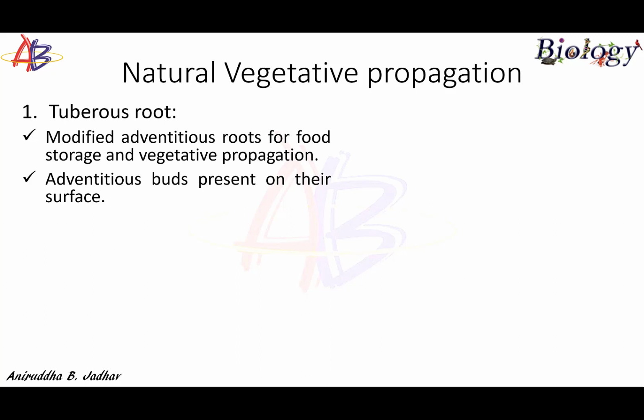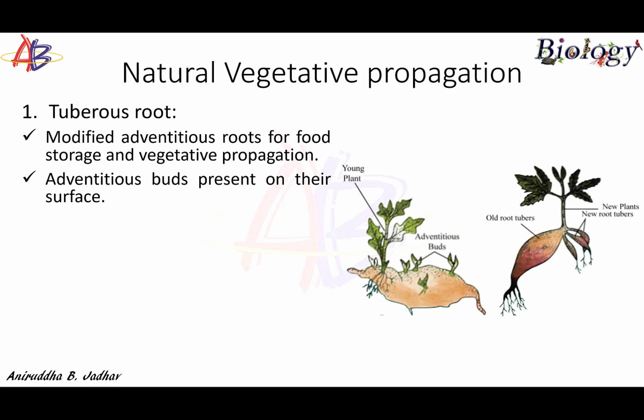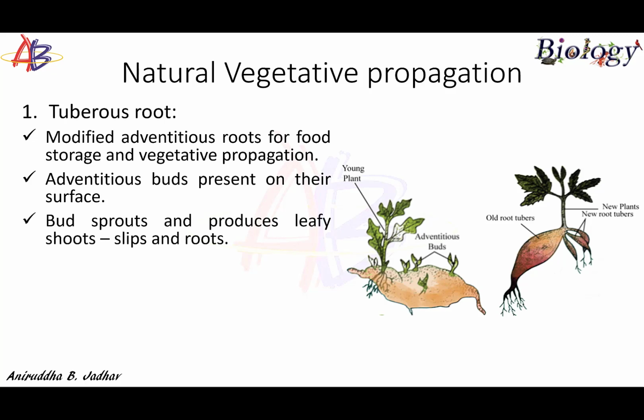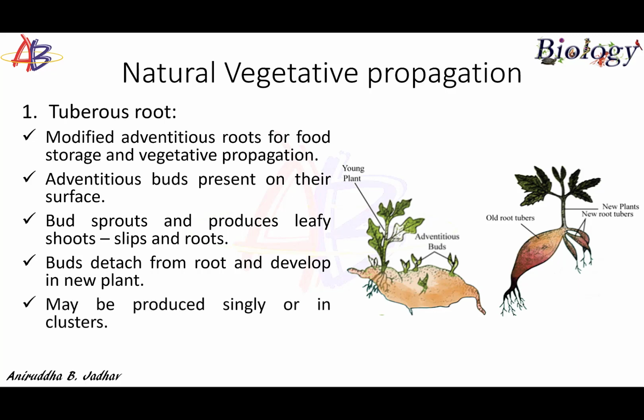These roots in some plants have adventitious buds on their surface, and these buds sprout under favorable conditions to produce leafy shoots which are termed slips, and ultimately they also give rise to adventitious roots. The sprout can be separated and planted for commercial cultivation. The tuberous roots may be produced singly or in clusters. Examples include sweet potato, dahlia, asparagus.